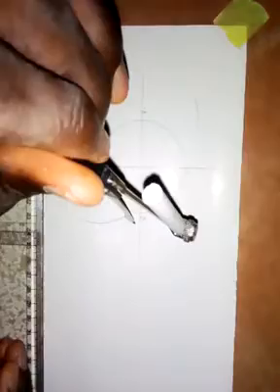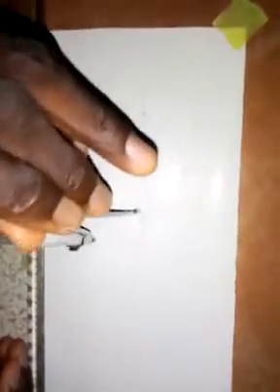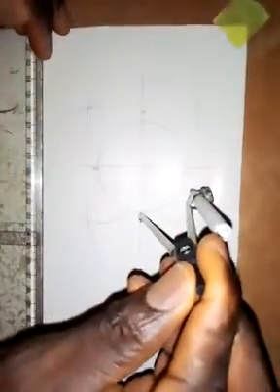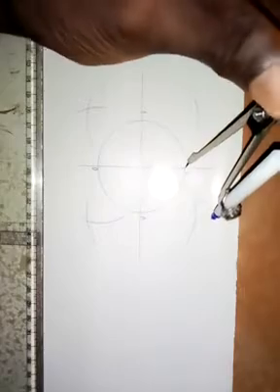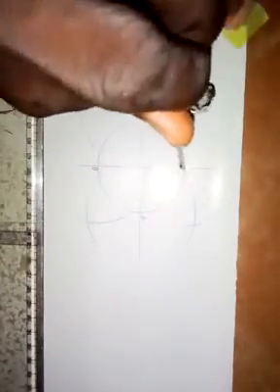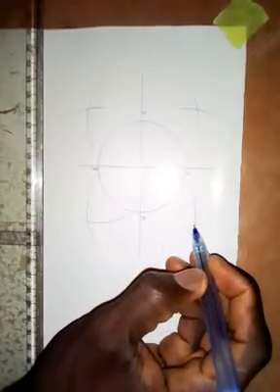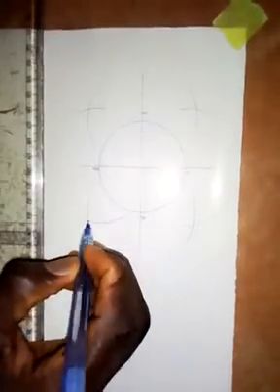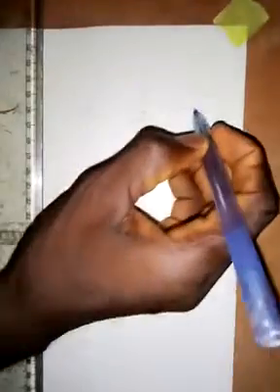Then bring the same radius to point B, draw an arc here, and another arc here. Then bring the same radius to point C, and draw an arc here and another arc here. The point of intersection of these arcs, they meet here, this one meets here, this one meets here, and this one meets here.